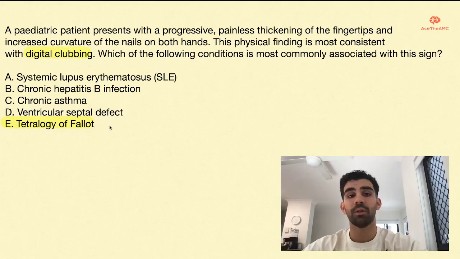Remember tetralogy of Fallot, that we have a right ventricular outflow tract obstruction, usually due to pulmonary stenosis, an overriding aorta, right ventricular hypertrophy, and a ventricular septal defect. So this is among the most common types of cyanotic heart disease in children, even in Australia. Usually the cyanosis will resolve, but if it doesn't, and there's a severe amount of pulmonary stenosis, then you may get a pediatric patient presenting with digital clubbing. So remember, this is over a long period of time.